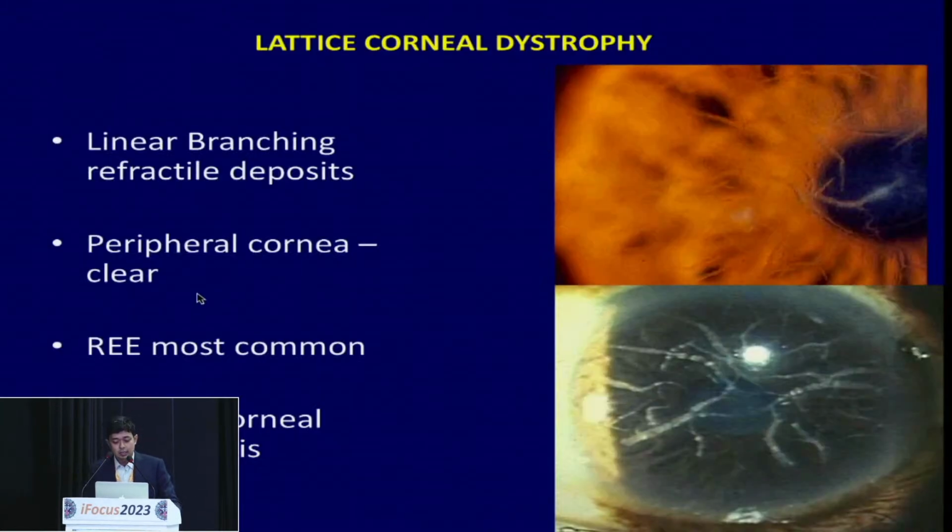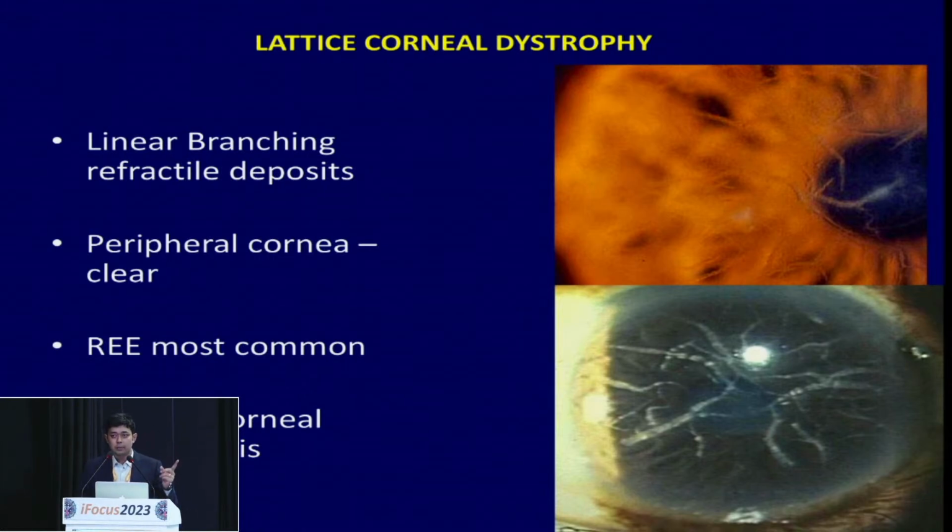Lattice corneal dystrophies, again, you have these refractile lines, these refractile deposits, and the peripheral cornea is usually less involved. It's mostly the central cornea. Recurrent corneal erosion is most common among the TGF-beta1 dystrophies. It's most common in lattice corneal dystrophy. And this is also characterized by corneal amyloid deposits.